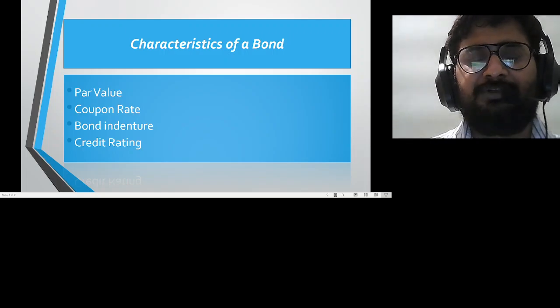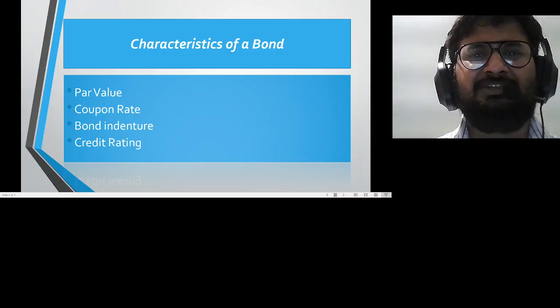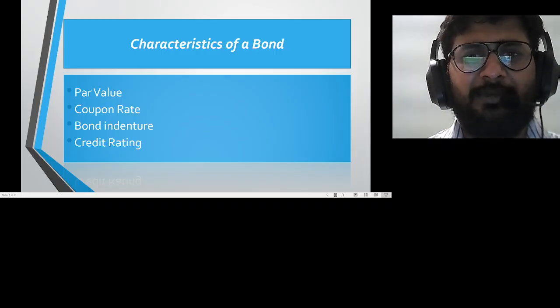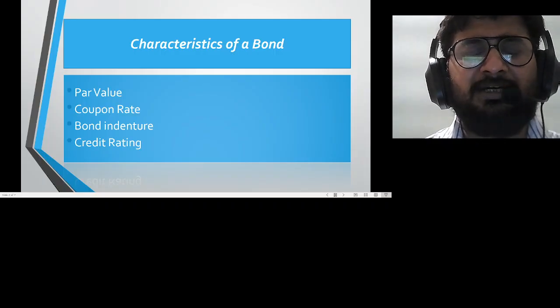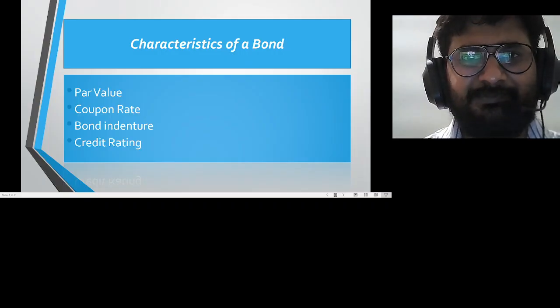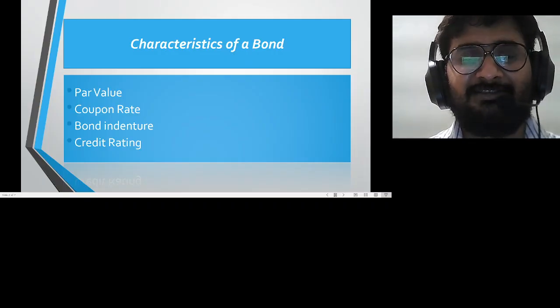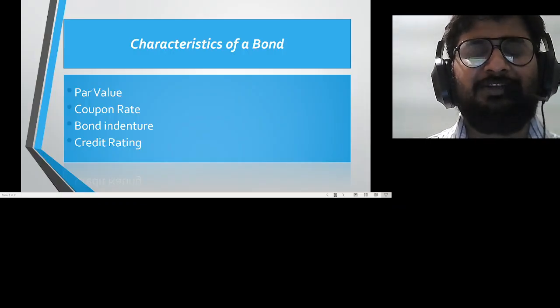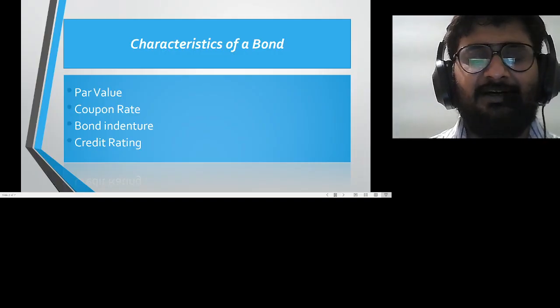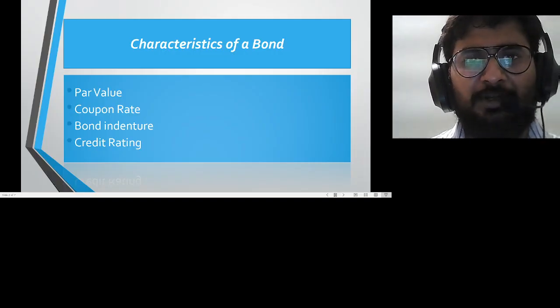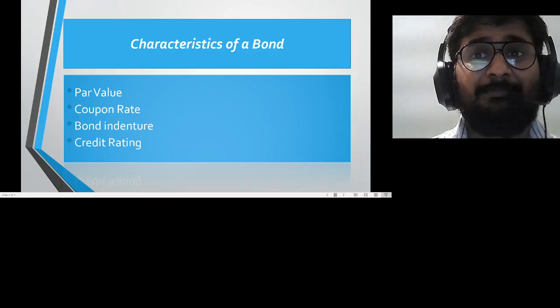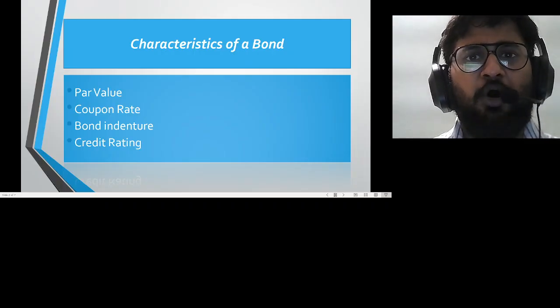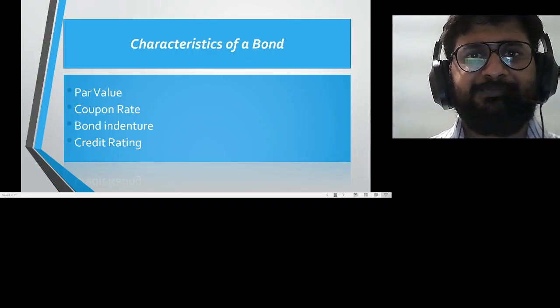Bond indenture. Bond indenture is basically a document where all the terms and conditions of the bond are written. Like when will the interest be paid? Is it once in a year, semi-annually, or quarterly? When will the principal be paid, and all other terms and conditions.